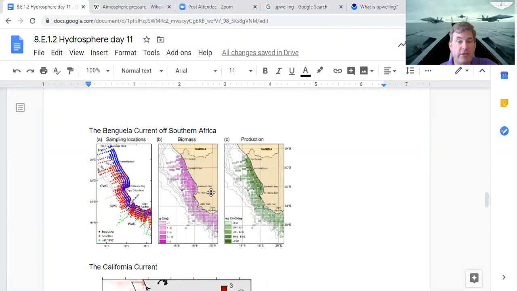And then here, this is actually South Africa, the country. And so you see these 3 things. It says sampling location, so that's where they took our samples from. The biomass. Biomass is the amount of living stuff.